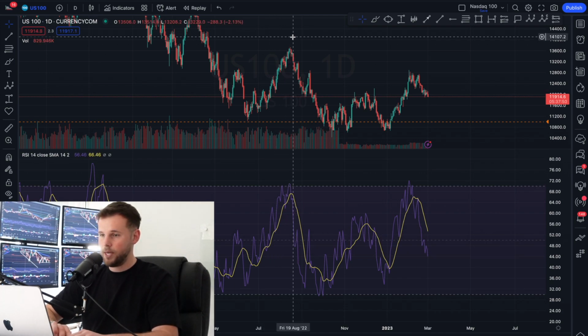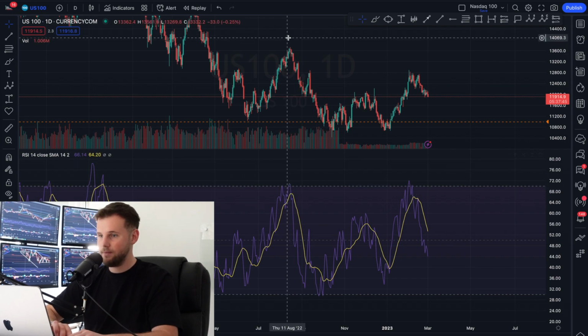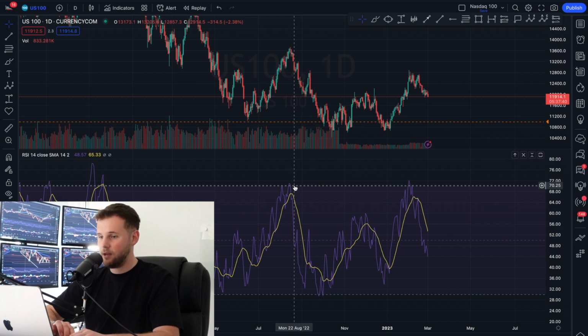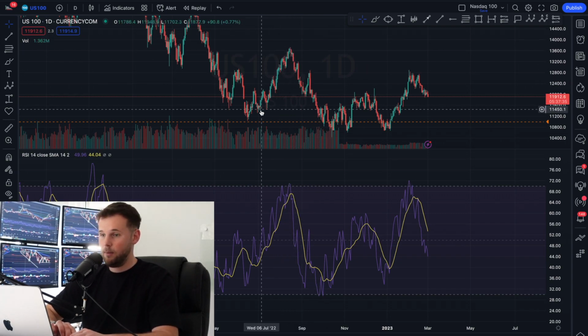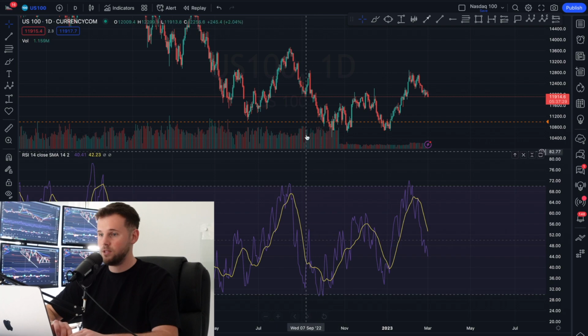A great example again is back in August 2022, we had the RSI which went above 70, and again that would have been an opportunity for many investors to look at the RSI and to perhaps decide to take profits, as it went up very, very far in a very short period of time. And then what happened afterwards? Well, the RSI actually dipped all the way to oversold territory, and we saw the asset decline significantly.